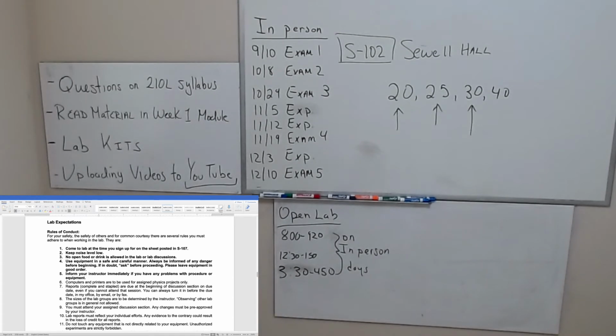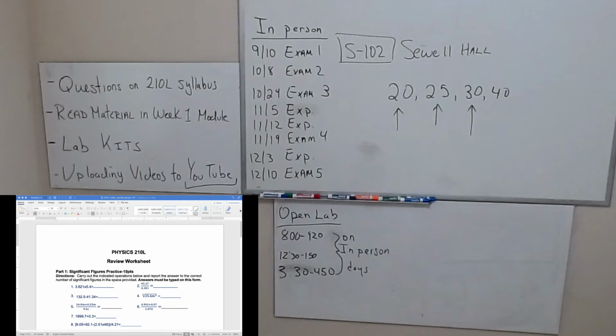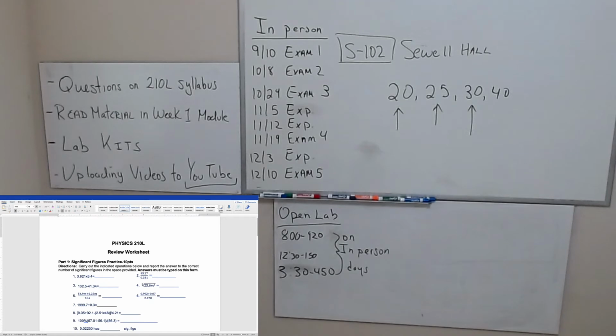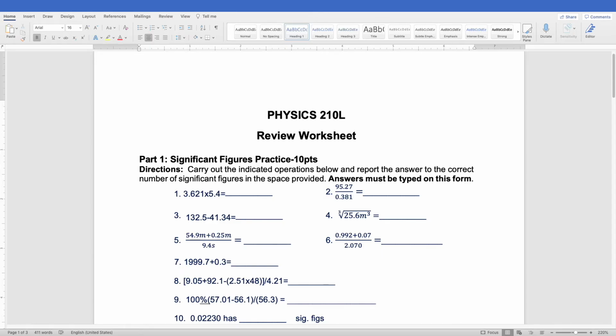It's on Canvas. You're going to type it up like you did the lab reports in Physics 205. Let me switch. You can all see that, okay. So, yeah. Okay. So basically, you're just going to fill out this document, but you're going to type it up.